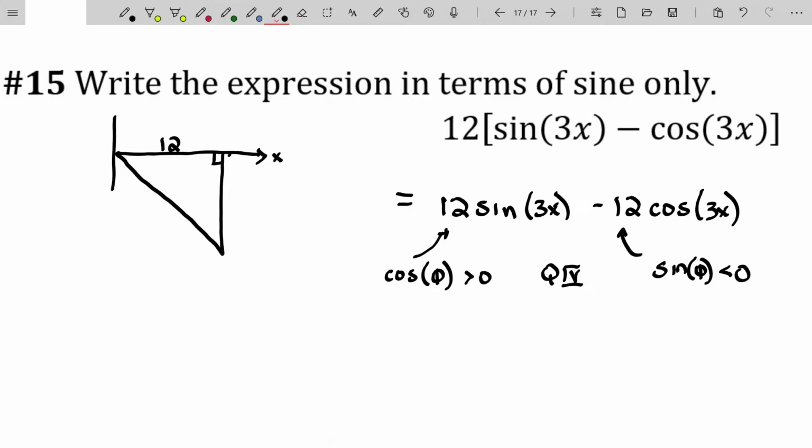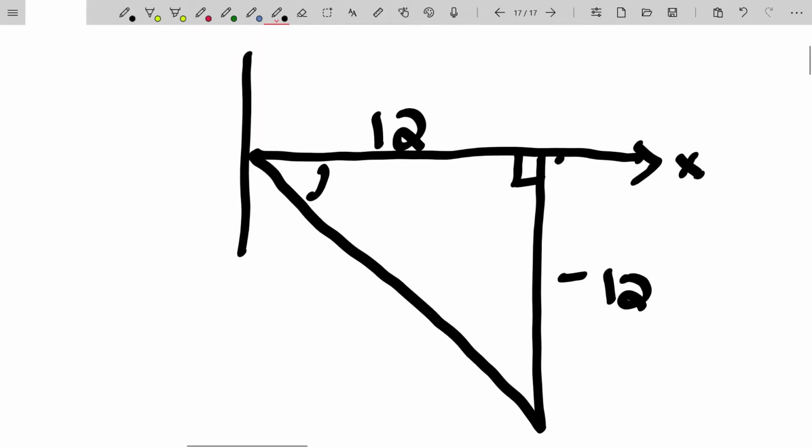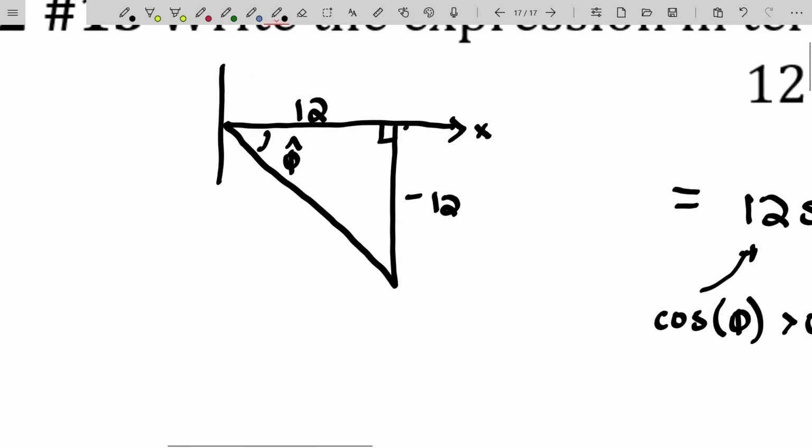And the coefficient of the cosine here is going to be related to the sine, which is the vertical side. So that's going to be a negative 12. There we go. And by the way, this is the angle phi. Now, you know, this is going to be a 45-degree angle because those two sides are of the same length. So our reference angle, I'm going to call it phi hat, because it technically is supposed to be a reference angle. Our reference angle is phi hat. And we know that from the Pythagorean theorem, this is going to be 12 root 2 in length.